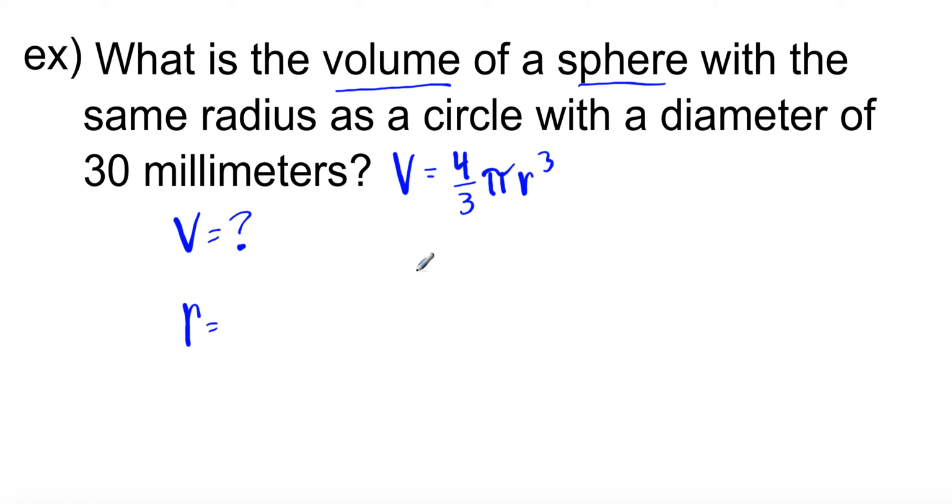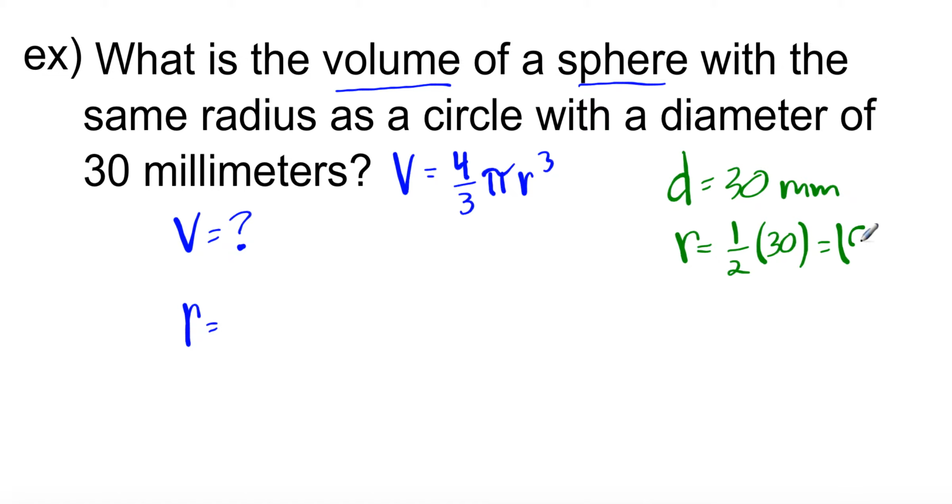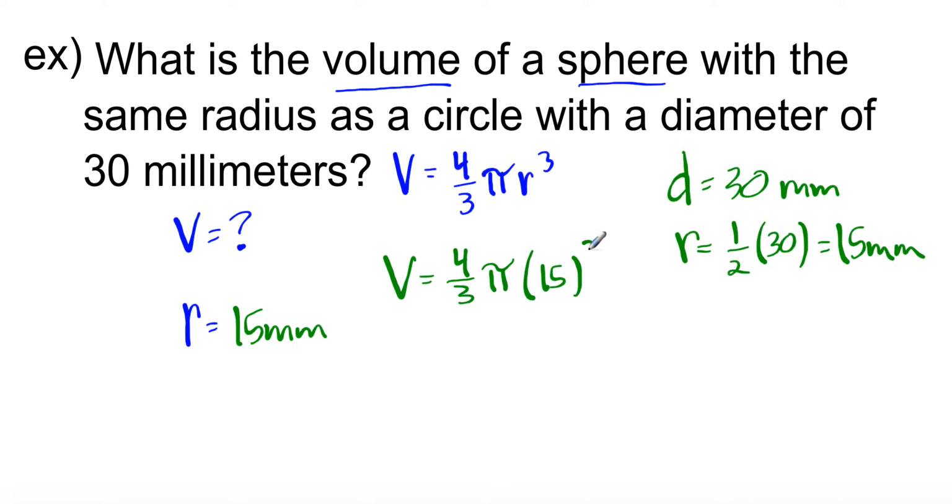So right there we can go ahead and put our question mark for v, and we should have a number value for r. Now, at first glance, you might think it's the 30 over there, but let's make sure we read it. What's the volume of a sphere that has the same radius as a circle with a diameter of 30 millimeters? Well, we need the radius, and the radius is half of the diameter, so half of 30 gives us 15 millimeters. And we're going to plug that in. Volume is equal to 4/3 pi times 15 cubed.